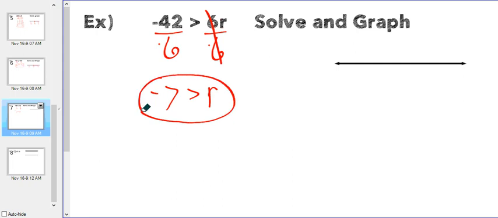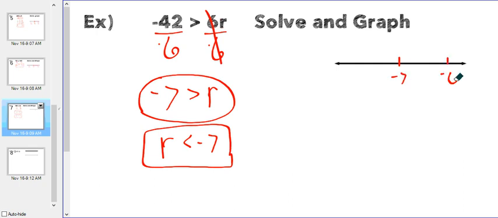What I might do just to make my life a little bit easier is rewrite that so it's the variable r first. It needs to point towards r and open up towards -7. So I would probably shoot it that way, just to make sure that when I come over here to my graphing aspect of the answer, that I'm going to shade the right direction. So -7 in the middle, -6 closer to 0 to the right of that, -8 further away from 0 to the left of that. This time it's less than, so open. And I'm going to shade to the left this time. So again, we divided by regular +6, which is perfectly fine to do. There's no reason for me to switch the direction of my inequality.